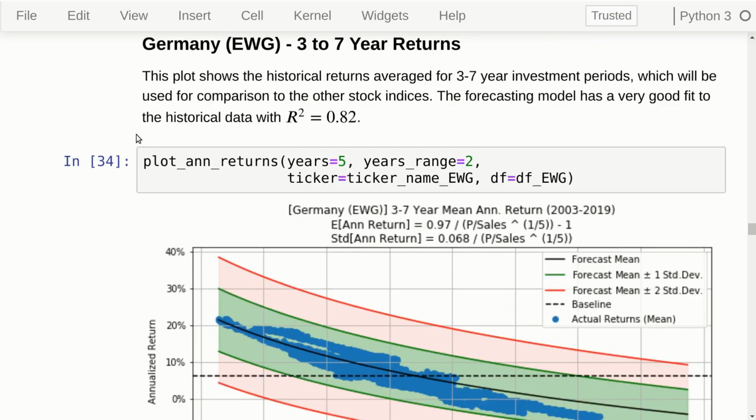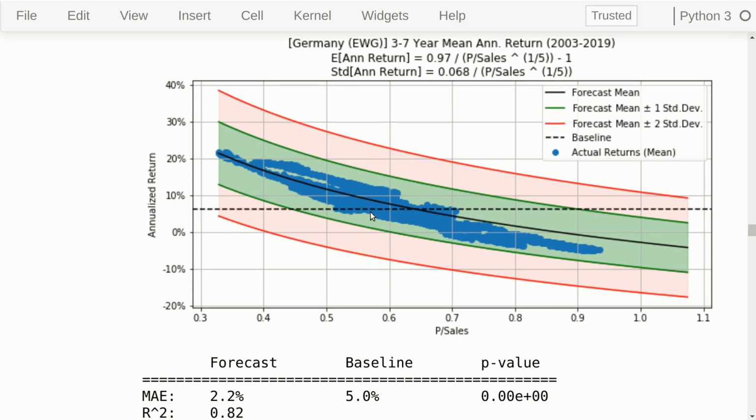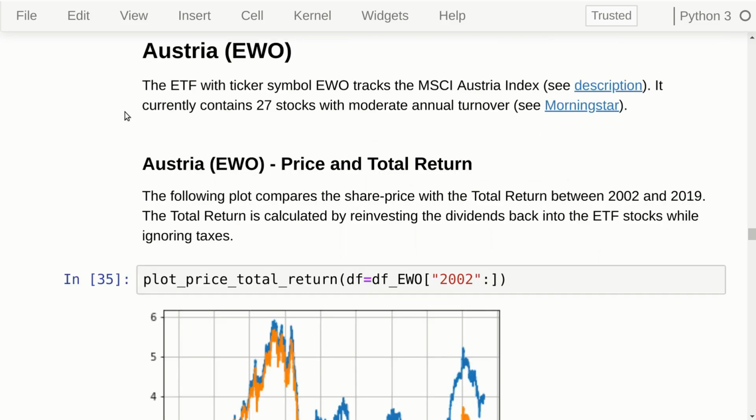And once again, we can try and average all 3 to 7 year investment periods to smoothen out bubbles and crashes. And then we get this plot here, which has a very good fit around the forecasted mean with an R-squared value of 0.82. Now let's look at the stock index for Austria. And we will consider the ETF with the ticker symbol EWO, and it currently contains 27 stocks, and it has a moderate annual turnover, so that each year some of these stocks will be replaced in the index.